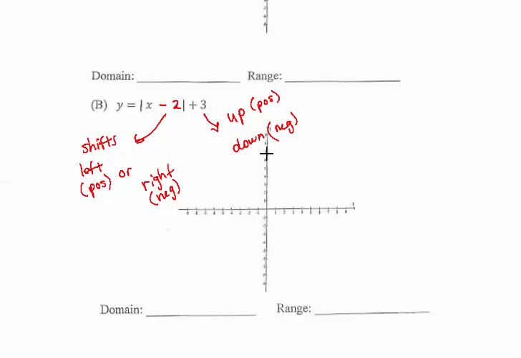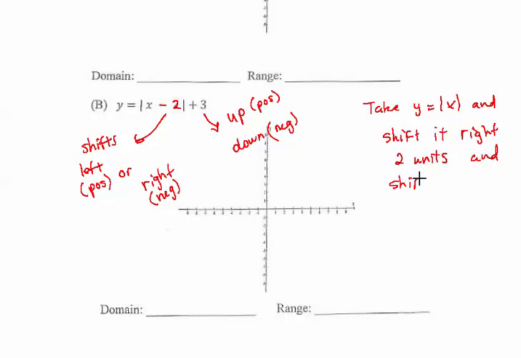Okay, so in this case, to graph this function, we take y equal absolute value of x and shift it, the graph of this, the basic parent function, shift it right 2 units, 2 is inside the absolute value, shift it right 2 units, and shift it, let's see, not down, but up 3 units.